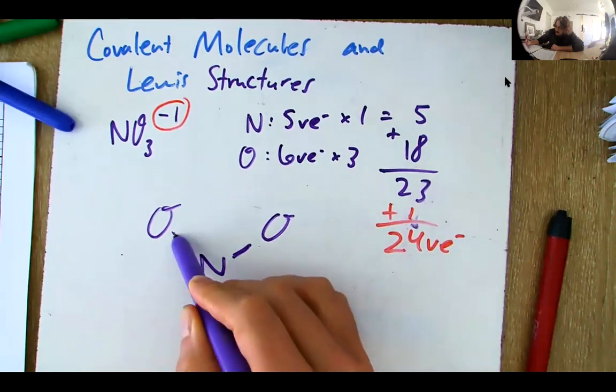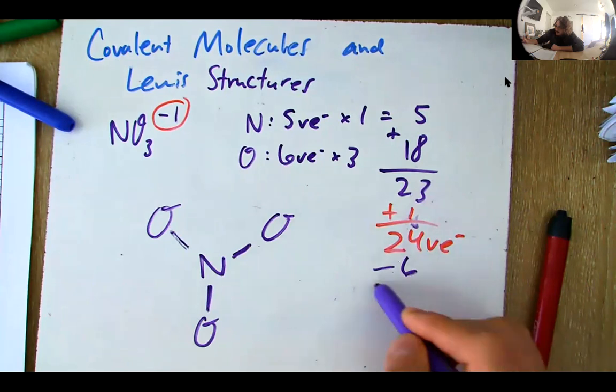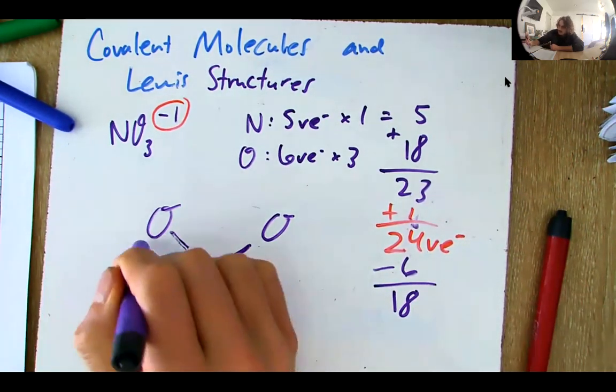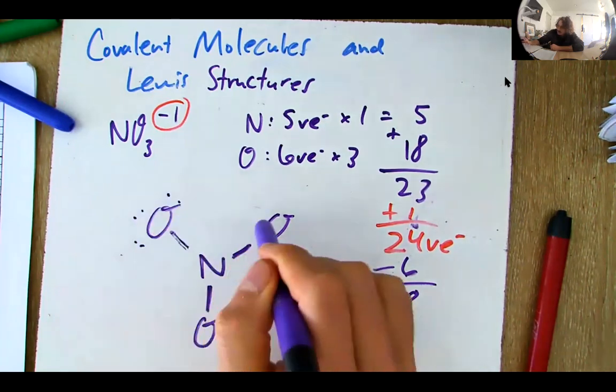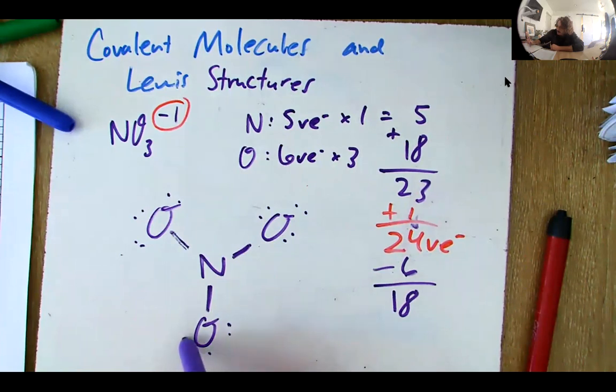So I just drew a total of 1, 2, 3, 4, 5, 6 valence electrons. Let's subtract 6. I have 18 more to draw. Let's draw them all over the place: 1, 2, 3, 4, 5, 6, 7, 8, 9, 10, 11, 12, 13, 14, 15, 16, 17, 18. Wonderful. It looks great. This would be accepted as a correct answer.